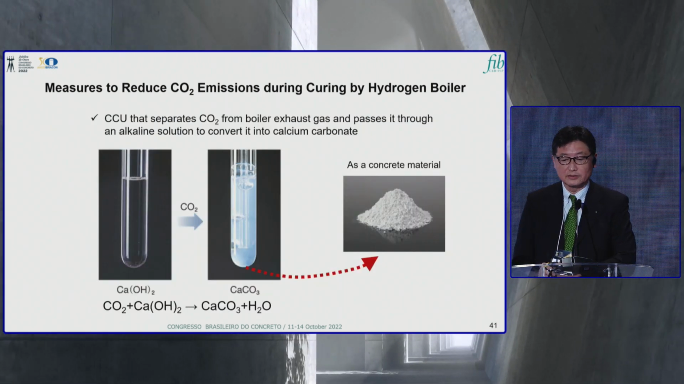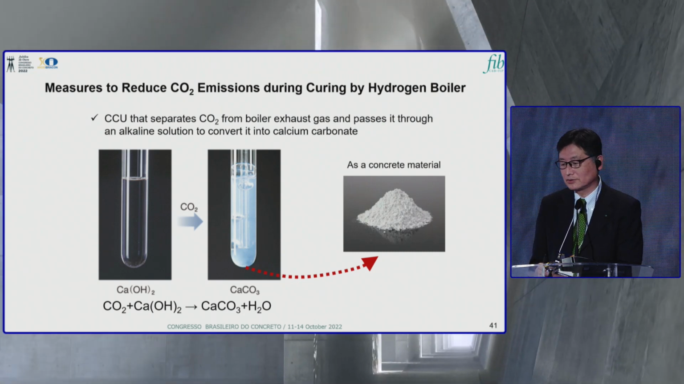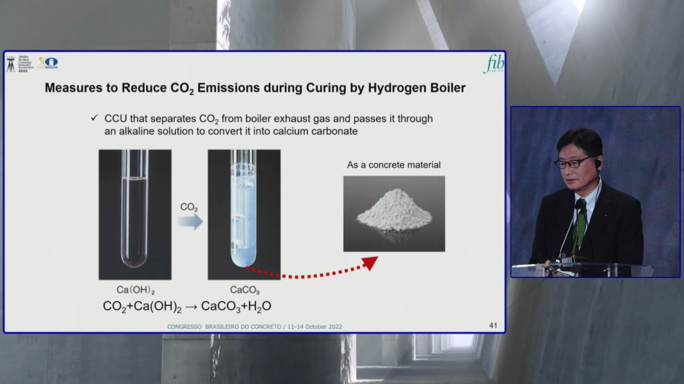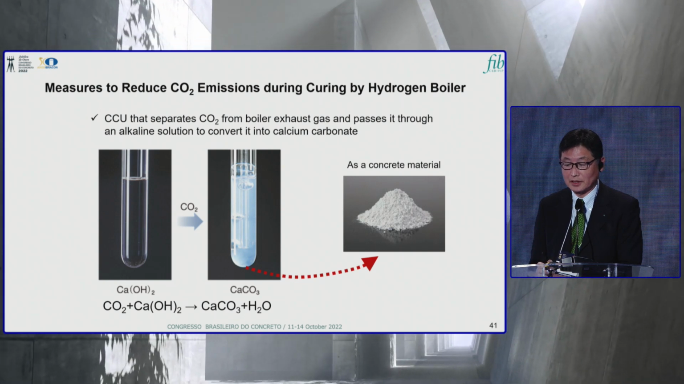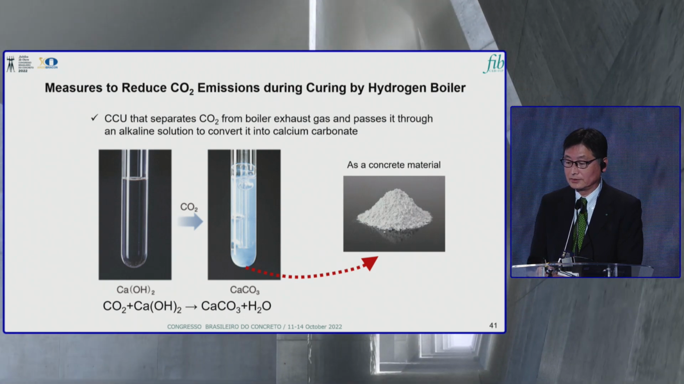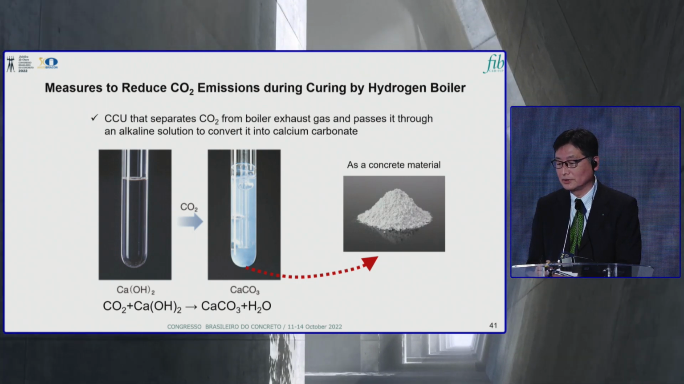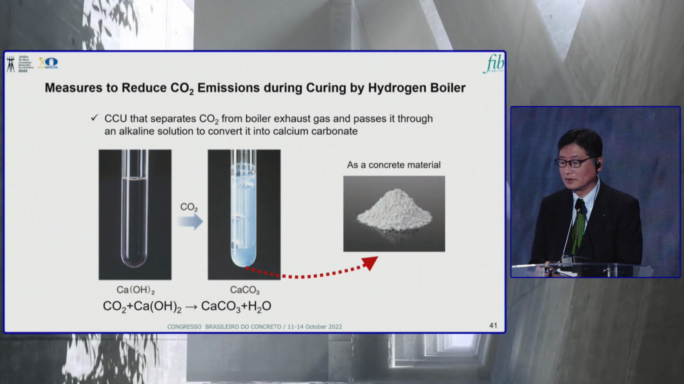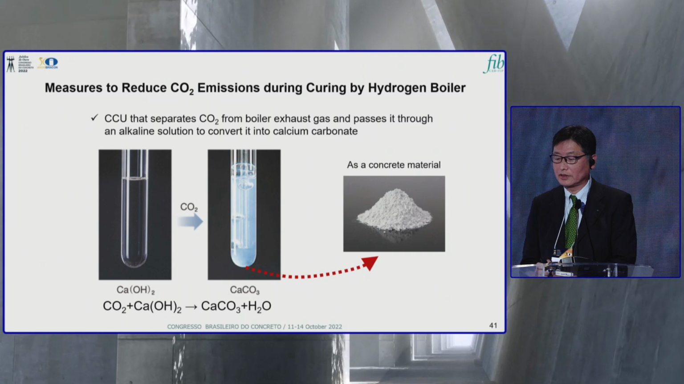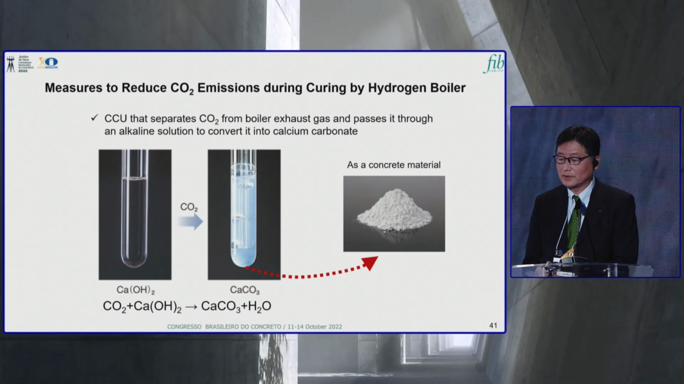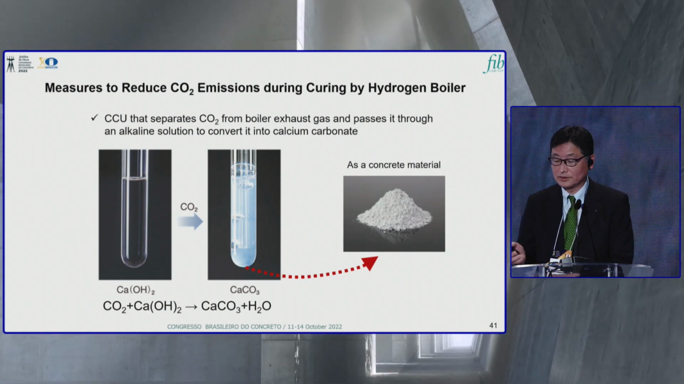And another way is like this. This is just at the laboratory test level. And everybody knows it's a kind of carbon capture technology. Before doing this, we have to separate CO2 from the boiler exhaust gas and pass it through an alkaline solution to convert it into calcium carbonate. And you can see the white powder.